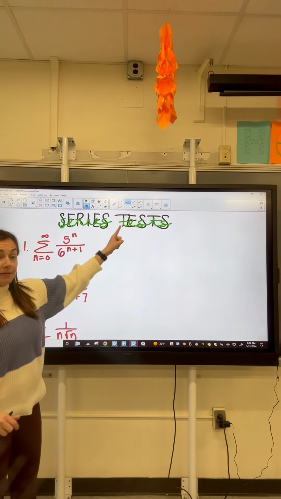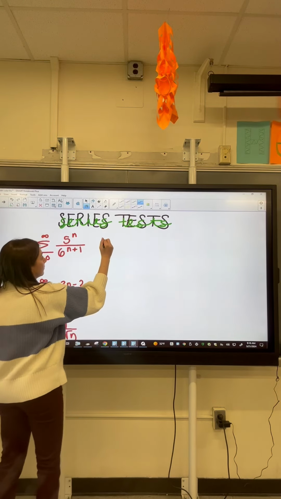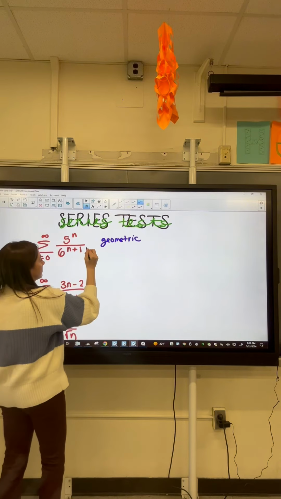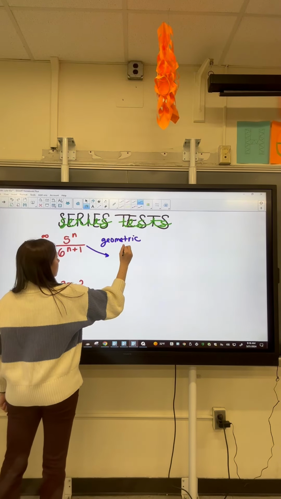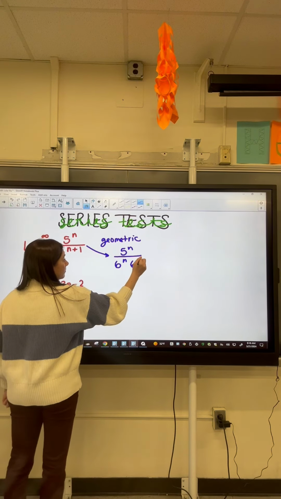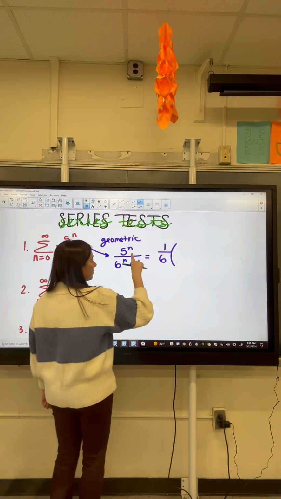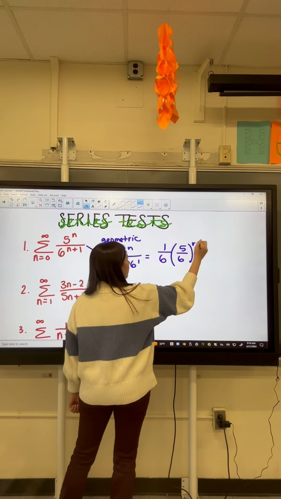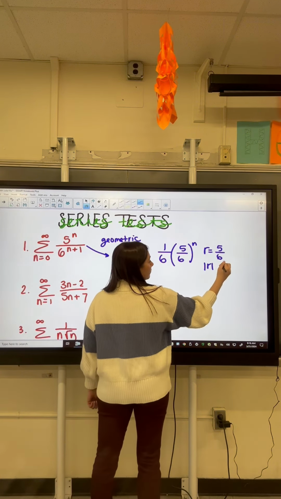So today we're just going to do an overview of a few different series tests to test for convergence and divergence. So the first one we're going to look at is going to be a geometric series, ar^n or ar^(n+1). So what I'm going to do is start to break this down to rewrite it. You're going to break the bottom down to 6^n times 6^1. Because they both have a power of n, we can give the 5/6 an exponent of n, so we can identify the ratio as being 5/6.